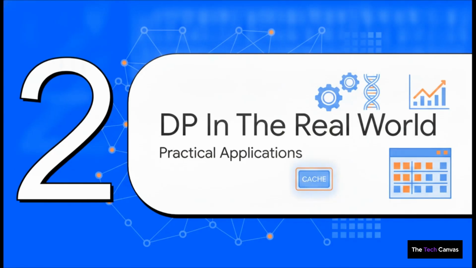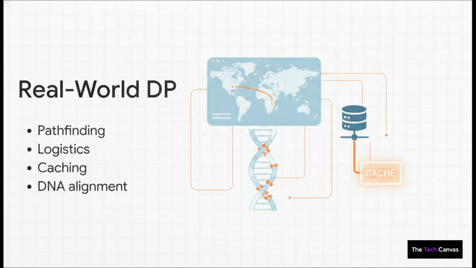All right, part 2, DP in the real world. Let's step away from all the abstract math for a second and see where this actually shows up in practice. You might not realize it, but dynamic programming is the hidden engine inside a ton of the technology we use every single day. Pathfinding and route planning tools, like that navigation app sitting on your phone right now, they use DP to find the shortest distance to your destination by building on the shortest paths of intermediate steps.